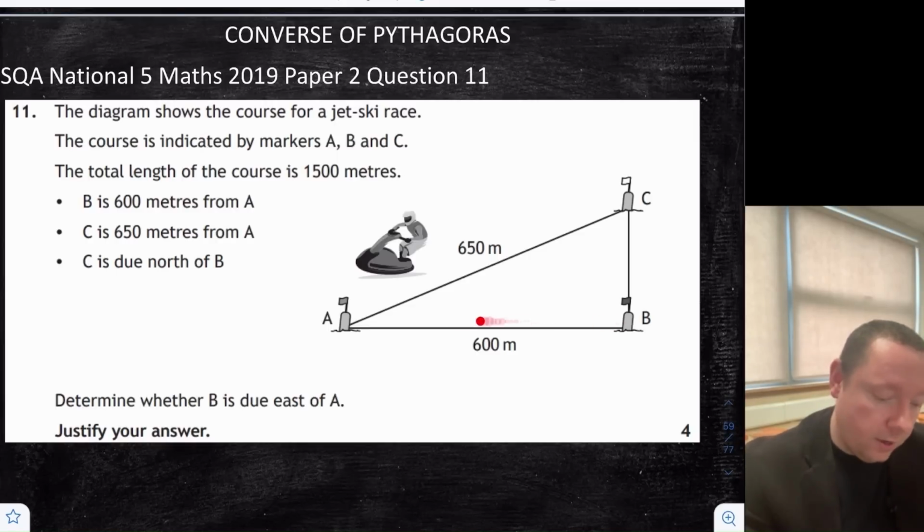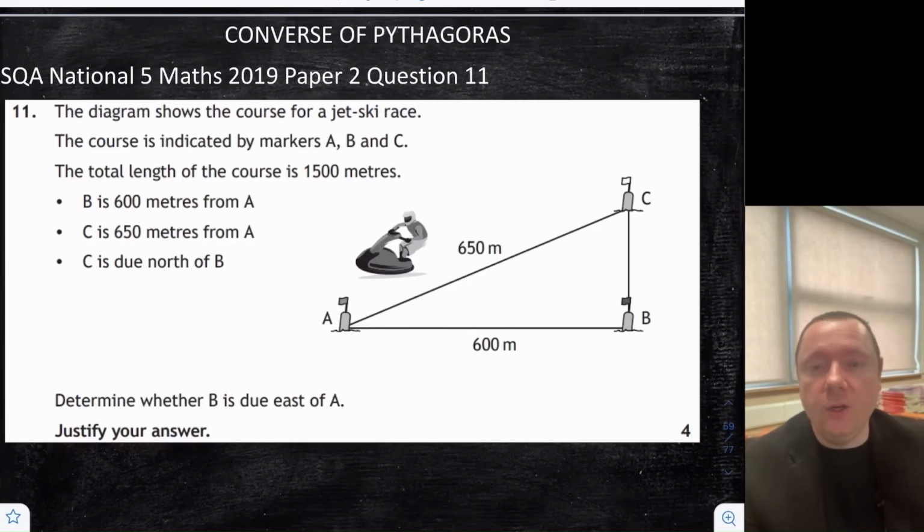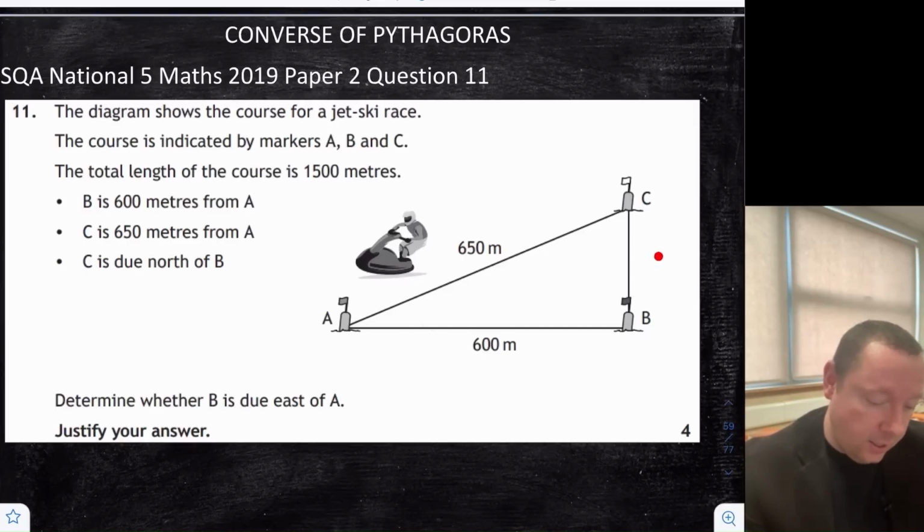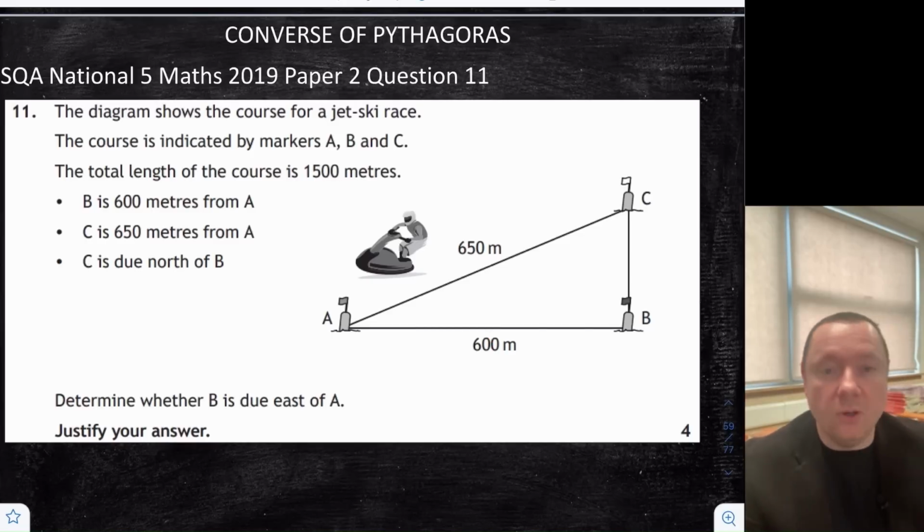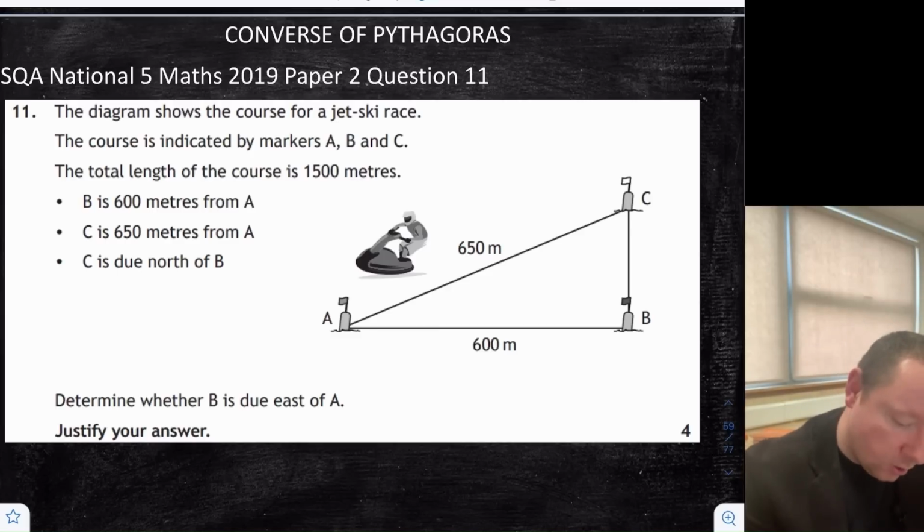Well, if it is, it will be a right angle. Now, you cannot use Pythagoras to get this missing side because you're going to try and prove it's a right angle. So we'll start off with the fact that the whole course is 1500. 600 plus 650 is 1250. We take that away from 1500 to get 250 metres, and we just mark that on. We know that's definitely 250.